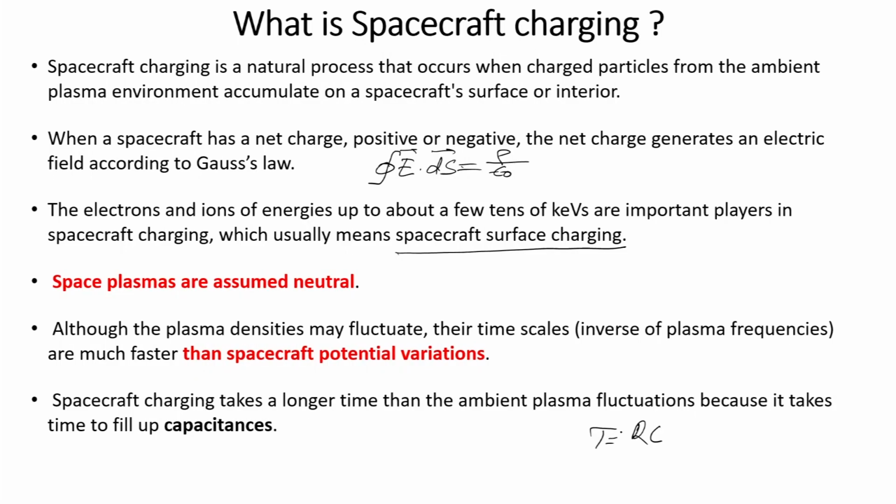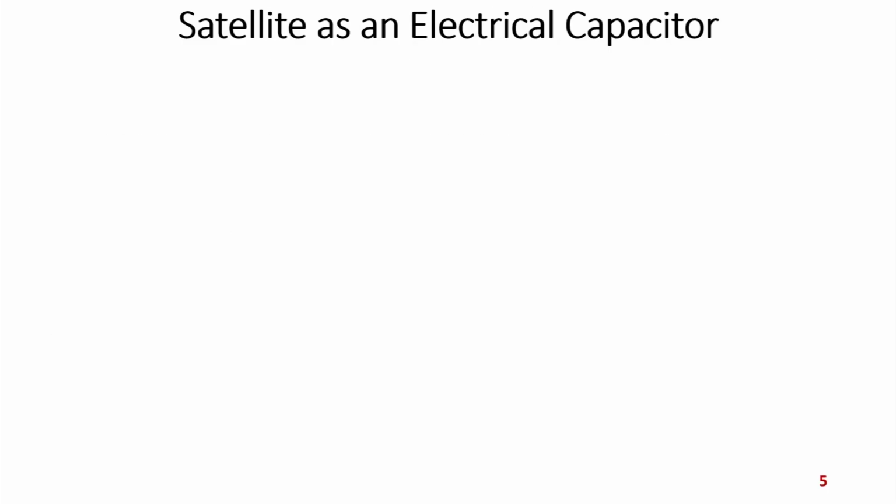So, in a circuit it will depend on the value of RC whether the charging will be faster or slower, but it takes a finite time. Now, since we have called it a capacitor, let us see how the satellite can be represented like an electrical capacitor.